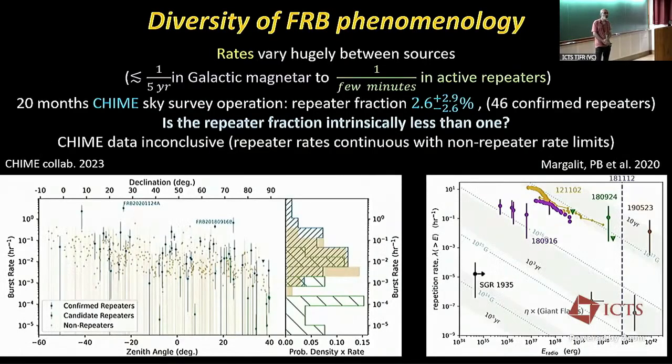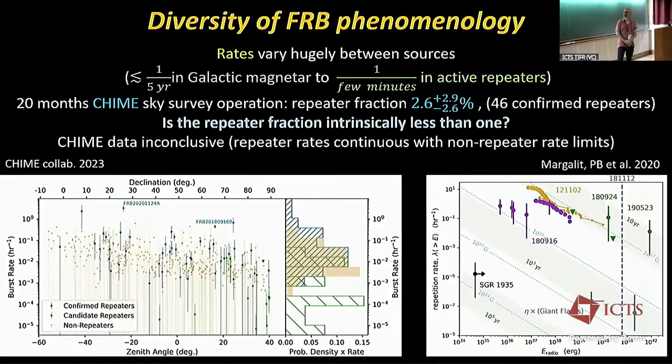The same goes for rates. If you consider the rates of fast radio bursts, they vary by a huge amount. The galactic magnetar produces a significant FRB maybe once every several years, and especially if you think of all galactic magnetars as potential sources of FRBs, the rates will be even lower. Whereas active repeaters can produce bright bursts once every few minutes.